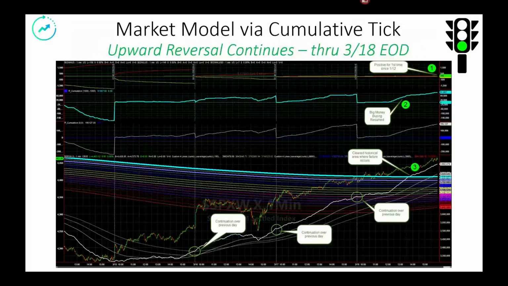Right, exactly. So now when we take a look and say, okay, this is last weekend. We've gone through Friday, the quad witching. So everything is closed out. As I said, we got that reversal. We're starting to get the continuation patterns.